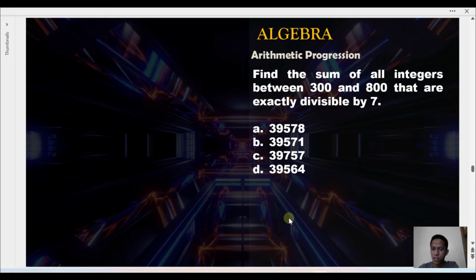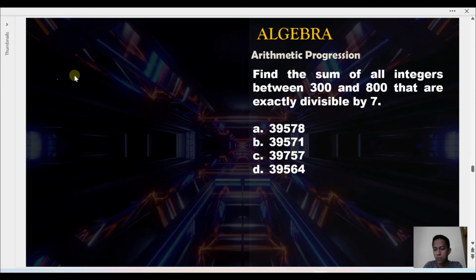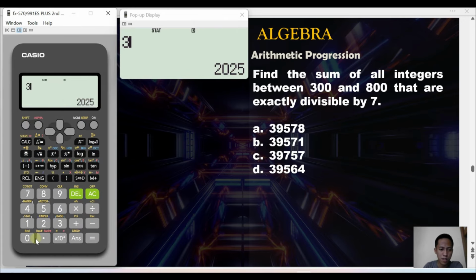So find the sum of all integers between 300 and 800 that are exactly divisible by 7. Okay, ano daw yung sum ng lahat ng integers between 300 and 800 na divisible by 7? So in order for us to get the number na nearest sa 300, so let's say the number is 301. Okay, ano yung nearest number sa 300? 301. Is 301 divisible by 7? Okay, so let's try 301.